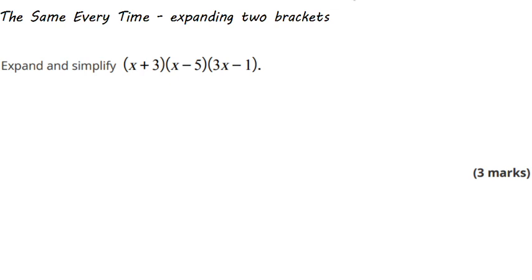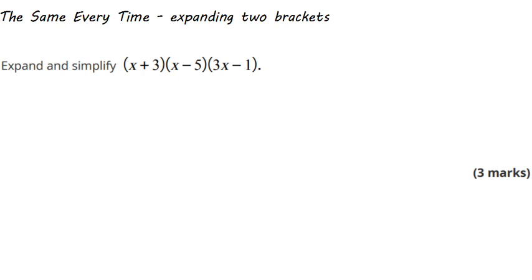Here's an exam question, expand and simplify, worth 3 marks. Of course, you've already noticed that this exam question involves 3 brackets. So x plus 3 multiplied by x minus 5 multiplied by 3x minus 1. But we are not going to attempt to multiply all those 3 brackets together in one go. We're going to do it little by little, stage by stage.